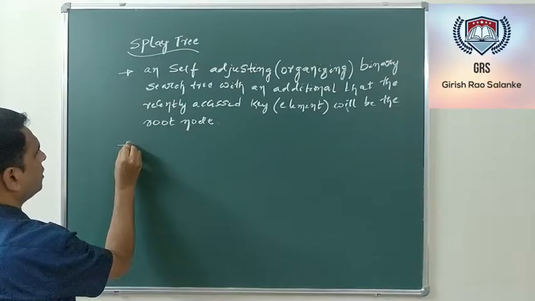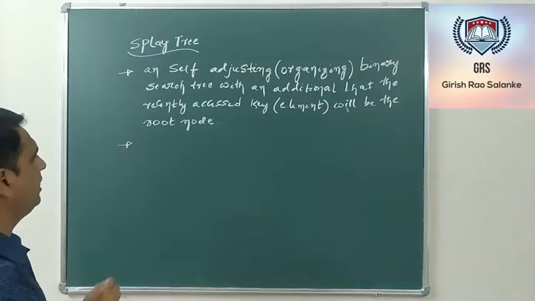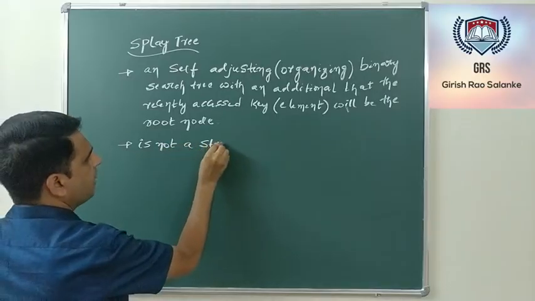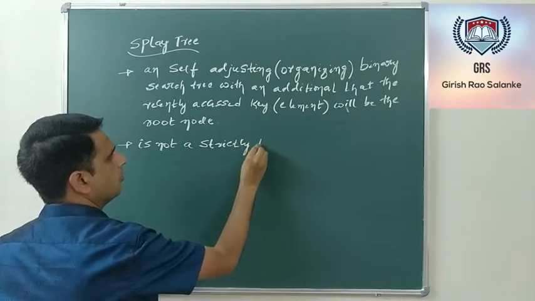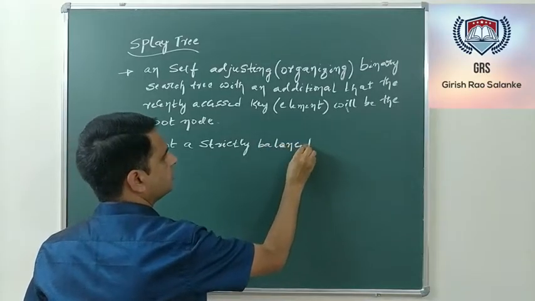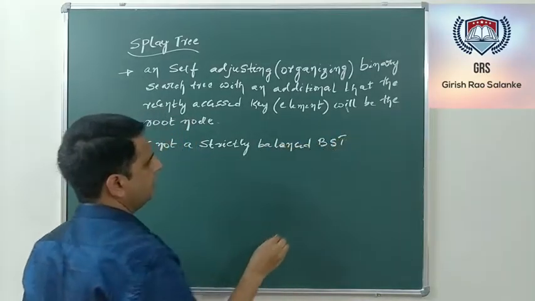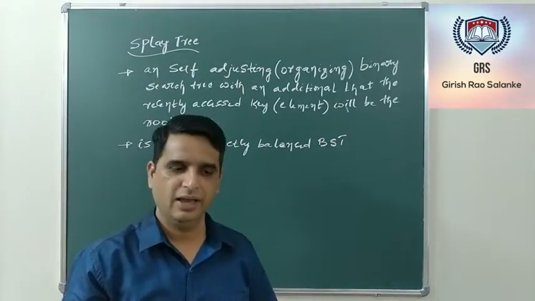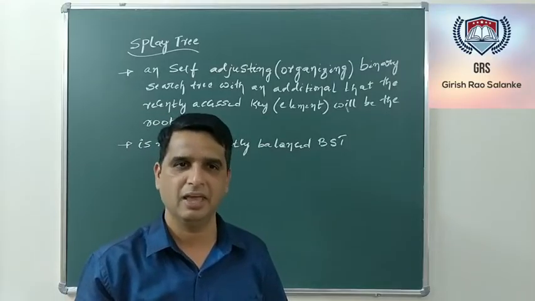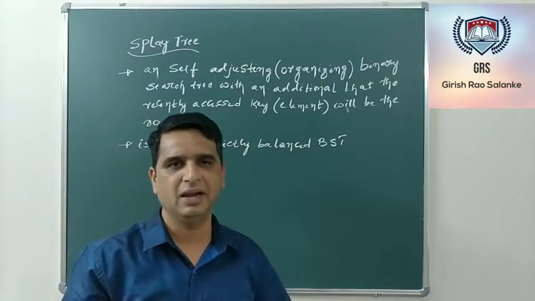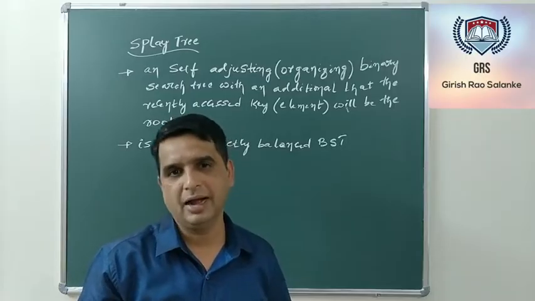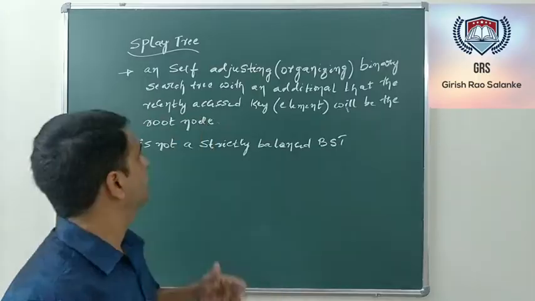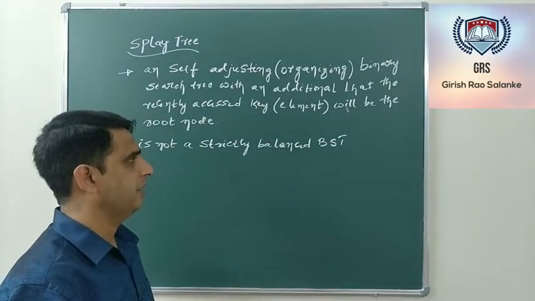The second point about the splay tree I can say is that a splay tree is not a strictly balanced binary search tree. Maybe in my previous video we discussed a strictly balanced binary search tree by the name AVL. There are many other balanced binary search trees like a red-black tree or a 2-3 tree. Whereas splay is not a strictly balanced binary search tree.